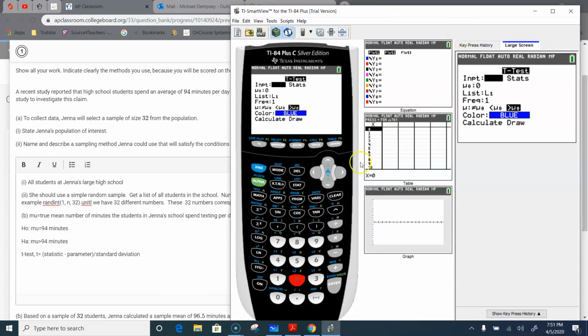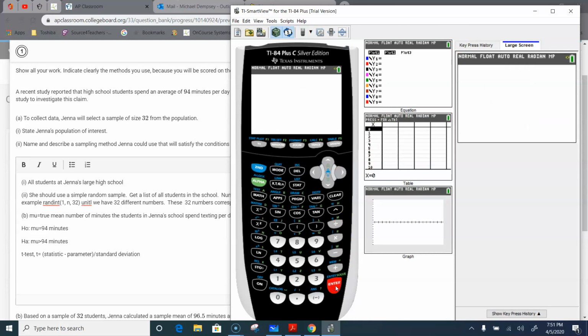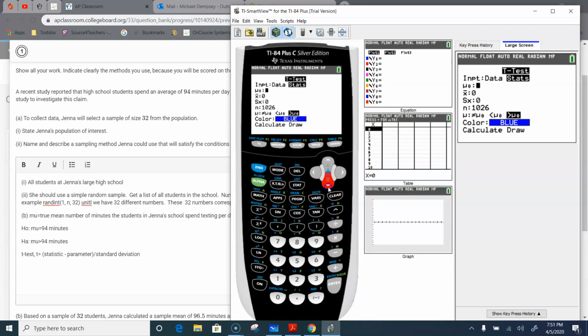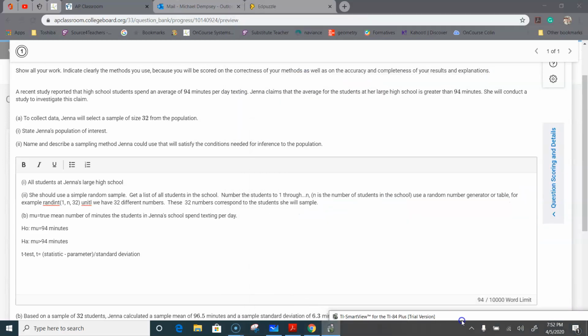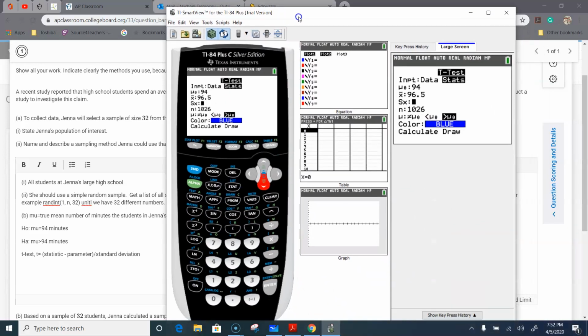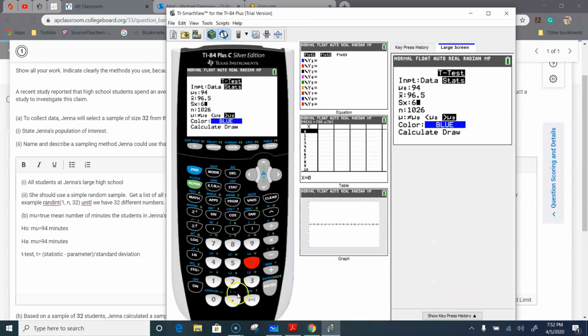So what do we have here? We don't have the data. We have the stats. They gave us the actual statistics that were collected. Okay. The null hypothesis is that students text for 94 minutes per day. The X bar, the sample mean that she found, was 96.5. And the standard deviation that was calculated for us was 6.3 minutes. And n was 32. And we definitely want a greater than test, right? Right tail.